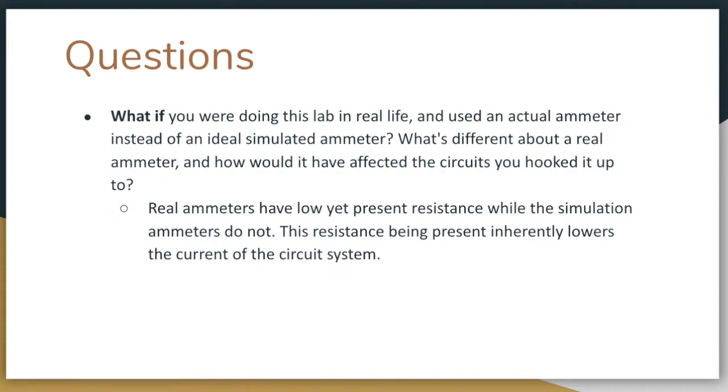For what would happen if the lab was simulated in real life using an actual ammeter instead of the ideal simulated ammeter, real ammeters have low yet present resistance, while the simulation ammeters do not. This resistance being present inherently lowers the current of the system.